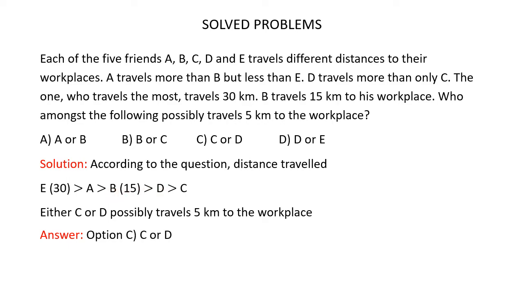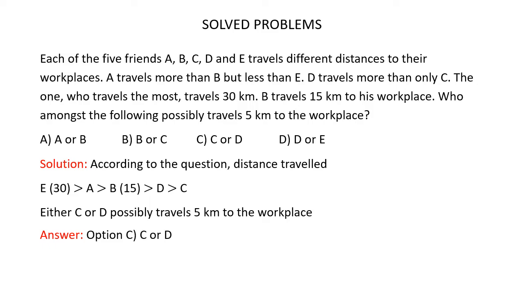Now it's given that the one who travels the most travels 30 kilometers. So from this you can clearly see that E travels the most. So E travels 30 kilometers. It's also given that B travels 15 kilometers. Now since A travels more than B but less than E, clearly A travels between 15 kilometers and 30 kilometers.